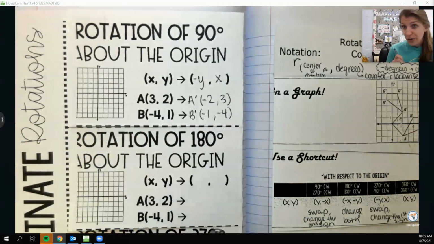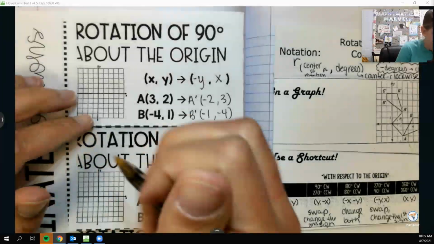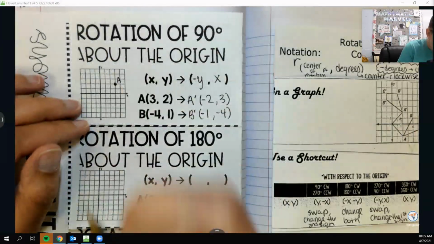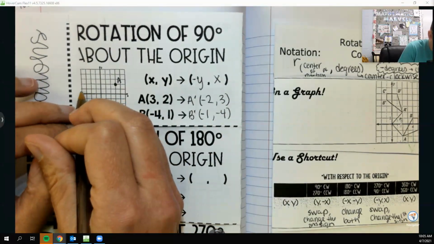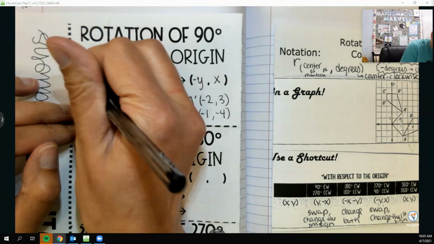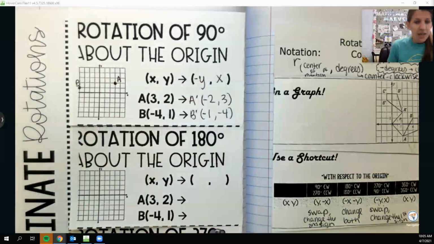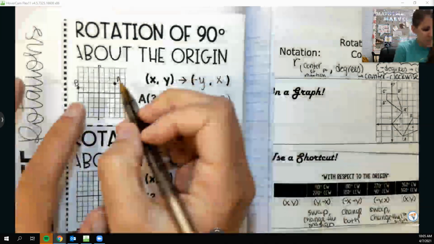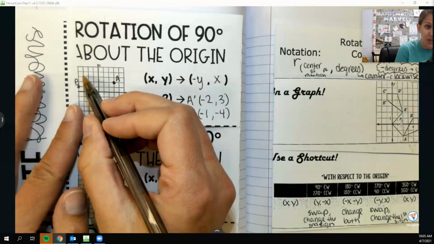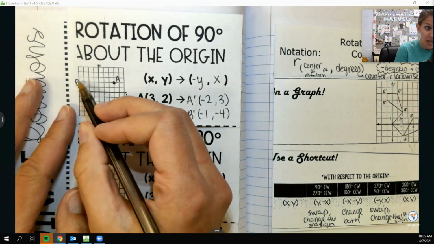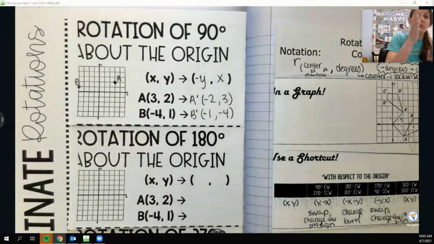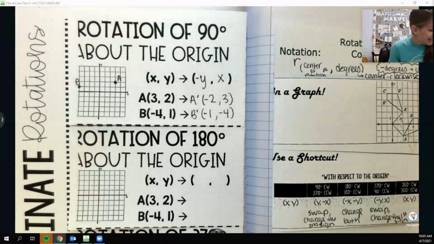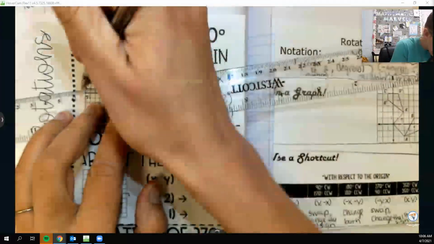Okay, so if we think about doing this graphically, A is at (3, 2). B is at (-4, 1). Because I'm going 90 degrees counterclockwise, I'm going to move one quadrant. Because A is here, it should end up over here. And because B is in this quadrant, it should end up over here. So they're each moving one quadrant counterclockwise.